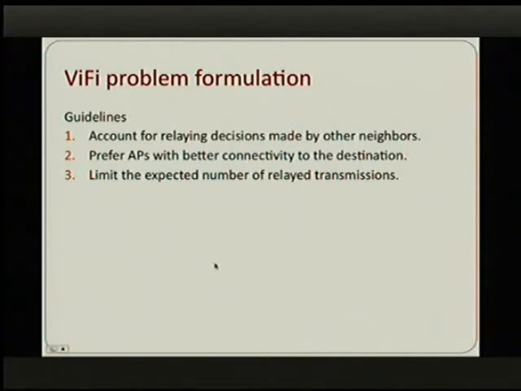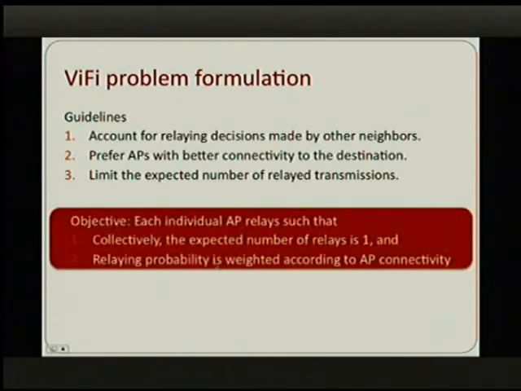Now, there are multiple ways in which you can formulate the problem that satisfies these guidelines, but the one formulation that we found was most effective was the following, where each individual access point would relay packets such that collectively the expected number of relays is 1. So we want to limit the expected number of relays to be 1, and we want the relaying probability to be weighted according to the access point connectivity.